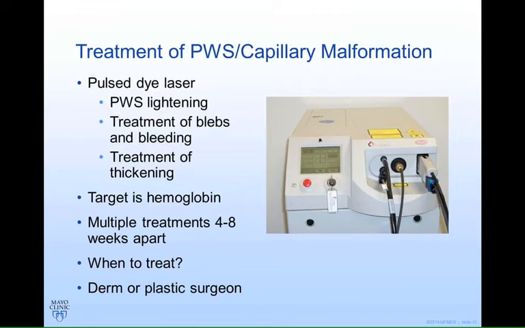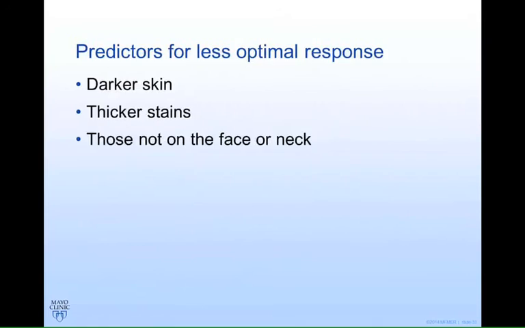Another question I get a lot is who should we go to have these laser treatments? Generally, these types of lasers are probably best in the hands of a dermatologist or a plastic surgeon that's experienced in using this laser.